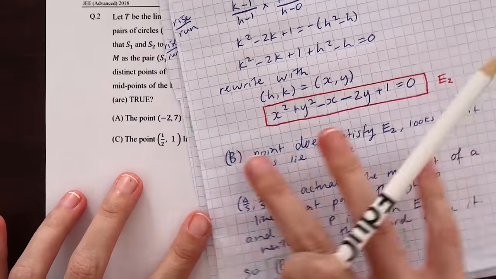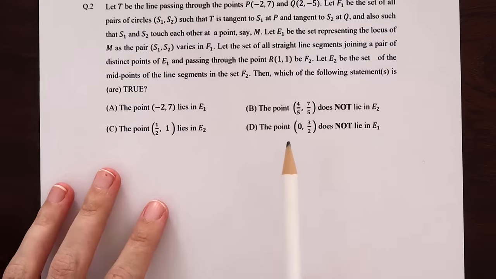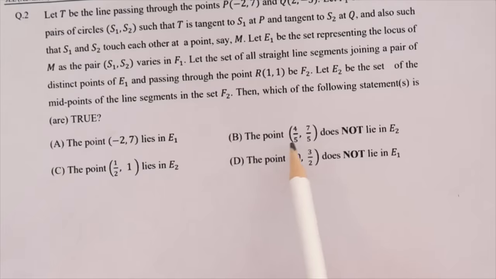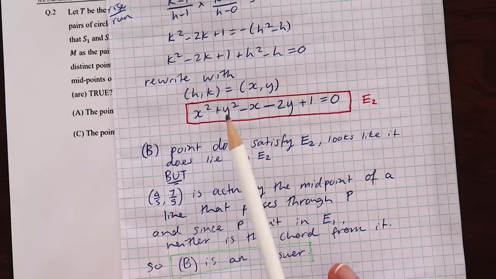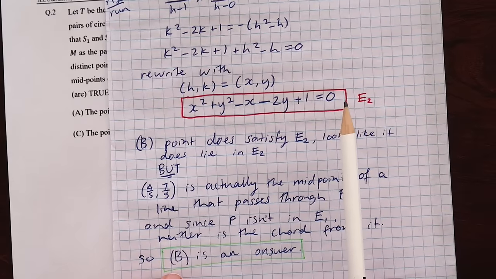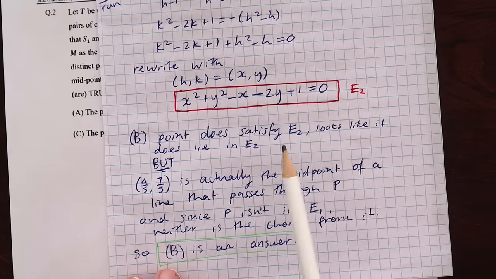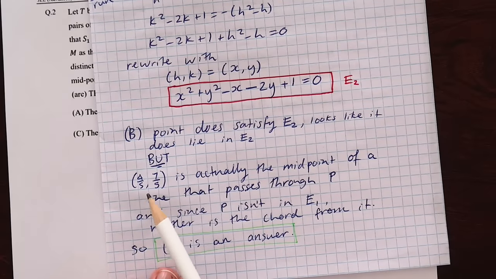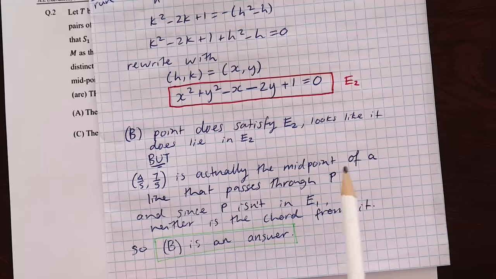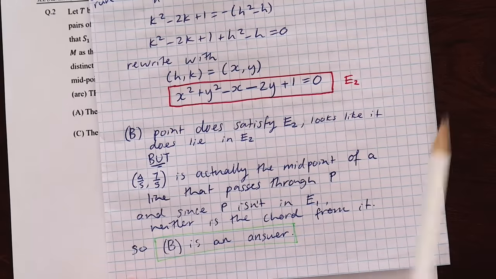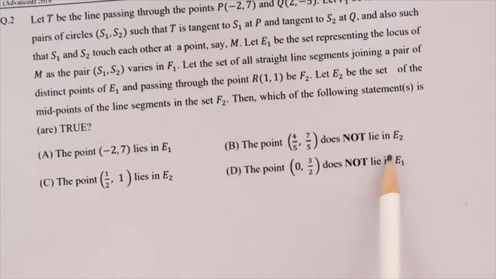But then the exam gets downright nasty by trying to trick you with some of the multi-choice answers. They say the point (4/5, 7/5) does not lie in E2. Now those coordinates will satisfy the equation for E2, so it looks like that point is in E2, but you're supposed to notice that that point they gave you is actually the midpoint of a chord that would have passed through P. And since P isn't actually in E1, then neither is the chord that would originate from it. So B is an answer because that point will not be in E2.